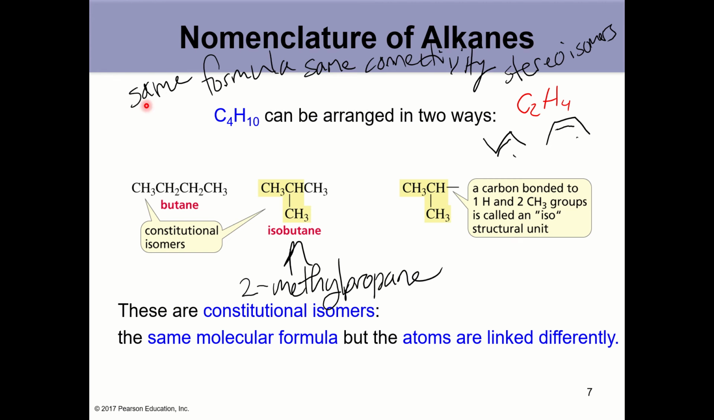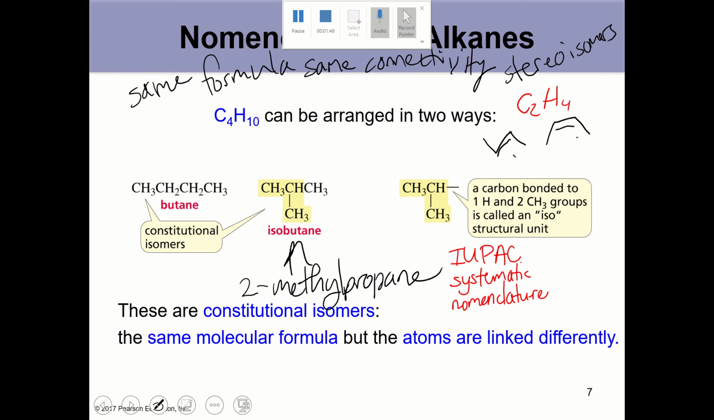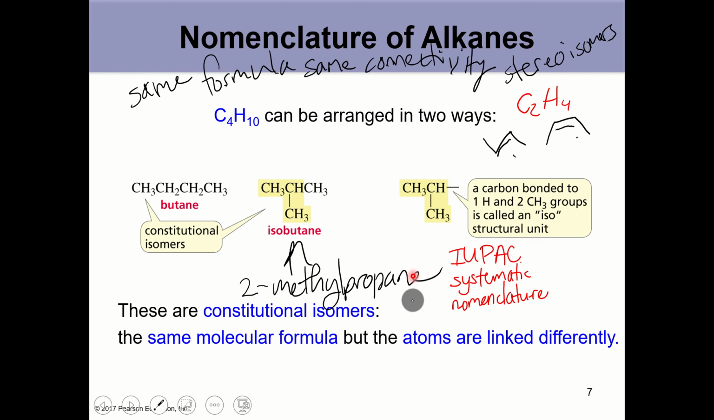So, nomenclature of alkanes. When we have a molecule with the molecular formula C4H10, it can be arranged in 2 ways. It can be arranged as butane, or what is called by the common name isobutane, but it has a systematic name, what we call the IUPAC nomenclature. The IUPAC systematic nomenclature is the nomenclature system developed by the International Union for Pure and Applied Chemistry. And this nomenclature, we'll go through the rules, is going to give us the structure very carefully.